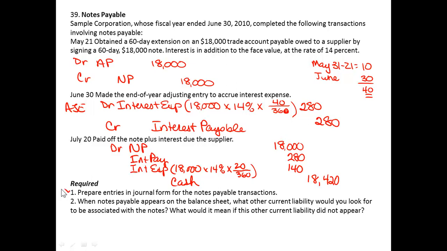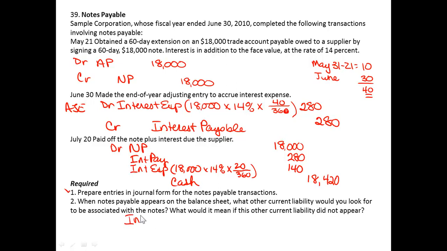So we've done requirement 1, prepare the journal entries, and number 2 says, when the notes payable appear in the balance sheet, what other current liability would you look for to be associated with these notes? What would it mean if the other current liability did not appear? So the other current liability we're looking for is interest payable.